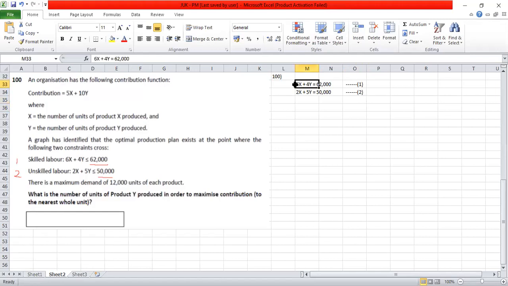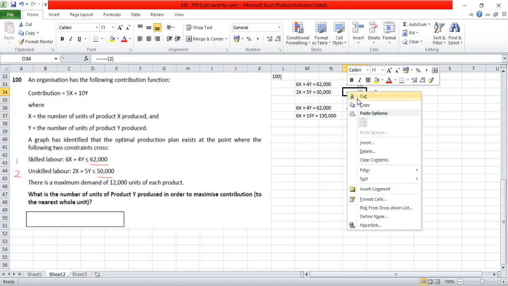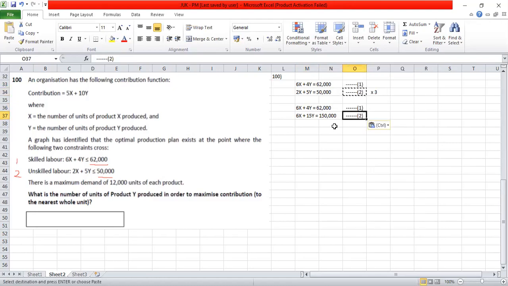So if this is 6x in the first equation, we take it as it is, and we will multiply the second equation by 3. If we do that, what happens? 2x will become 6x. So in both the equations, x will have the same coefficient. Multiplying the second equation by 3, this becomes 6x plus 3 5s are 15, 15y is equal to 3 5s are 15, 150,000. So this is basically equation number 2. I hope you know how to answer this one.